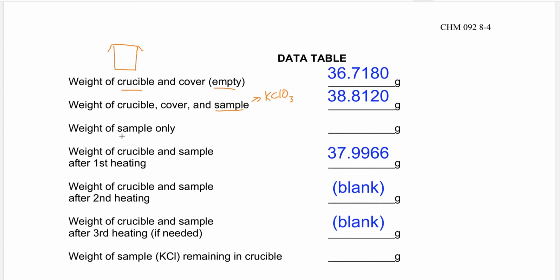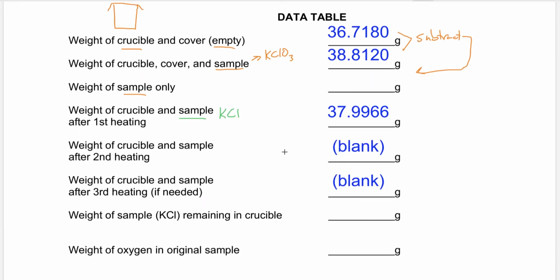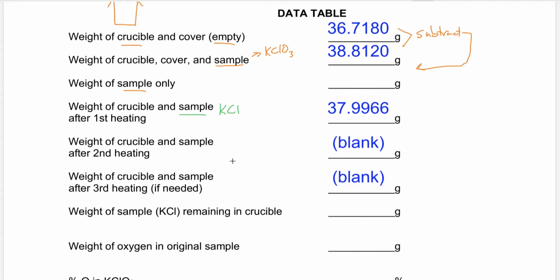So if I want to know the mass of the sample, what I need to do is just subtract these two. This is a classic way to determine the mass of a sample. You know the mass of the empty container, you know the mass of the container plus the sample, and you simply subtract them. And then after heating, our new sample is going to be just the potassium chloride. I've set it up here so we're not doing multiple heatings. It's just one heating.